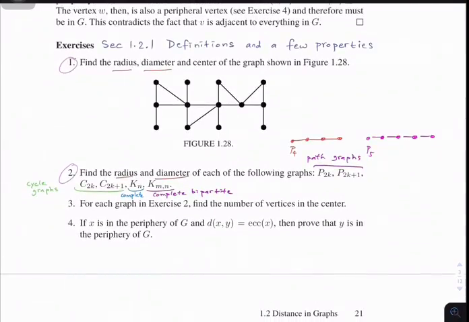So for exercises, I want you to find the radius and diameter for this graph, and also the radius and diameter for each of these special types of graphs. So the path graphs are denoted by Pn, and your answer would be different when the path graph has even or odd vertices, and the same with the cycle graphs. Your answer would be different depending on whether you have even or odd vertices. And do the same thing for the complete graphs and the complete bipartite graphs.